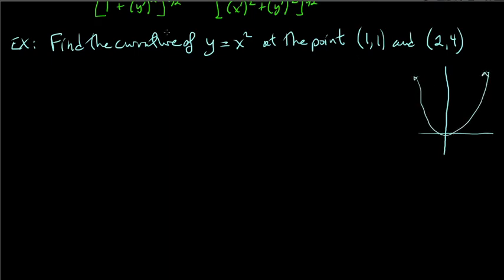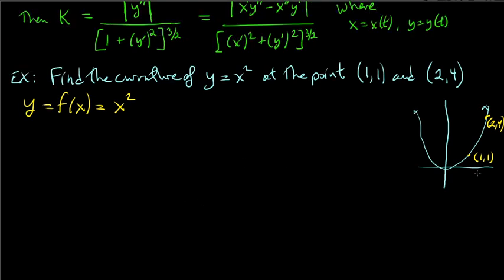Okay, a bit sloppy, but you get the idea, right? At the point 1, 1, so that's right around here. And then again at the point 2, 4, way up here. You can see that. Right, so yeah, I think the easiest way to do this is to recognize that this is just an ordinary function of x. So that's the graph of the function.